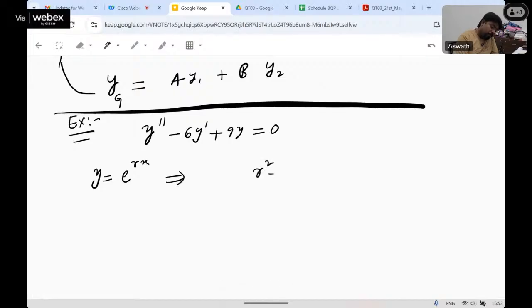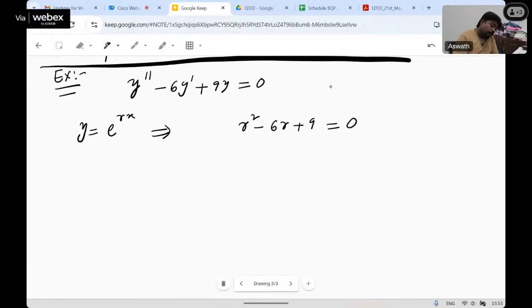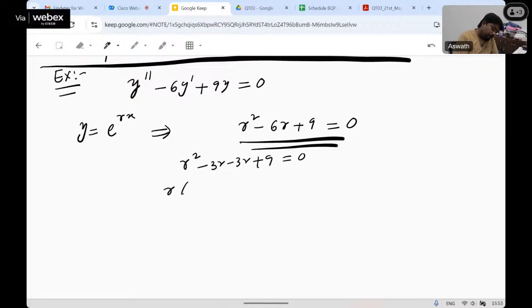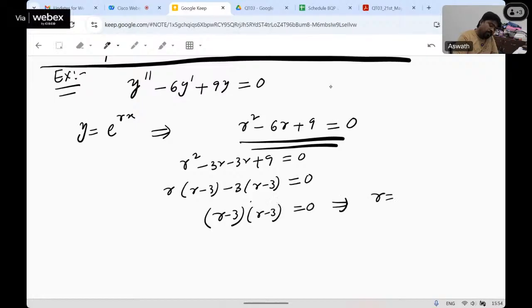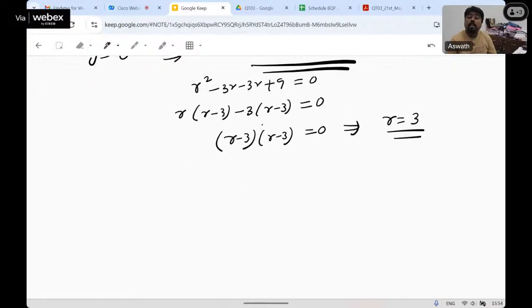Which gives me r squared minus 6r plus 9 is equal to 0. Let me put this into a simpler form: r squared minus 3r minus 3r plus 9 is equal to 0. If I take r common, and r minus 3 common, r minus 3 is equal to 0, which is r minus 3 into r minus 3, which implies r is just the value 3, twice. There are two like solutions. What it means is y1 is exponential 3x and y2 is exponential 3x. It is not right, both are the same.